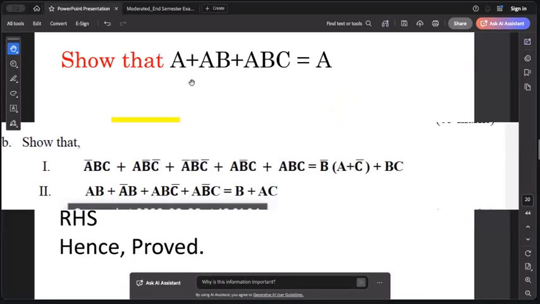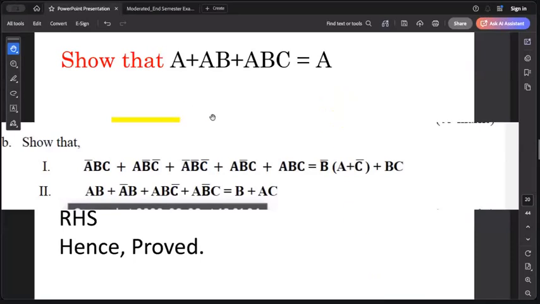And had some example. So before we move on to the next topic, I have this question for you. So we will quickly check if we can show that A bar BC plus A B bar C bar plus this, the whole equation, is equal to B bar into A plus C bar plus BC, right? So once you are able to do this, it will be a quick revision of what we have done in the last class. Can you all try?